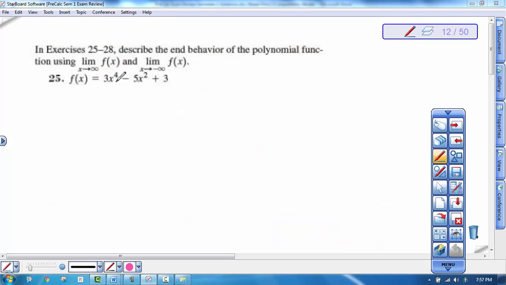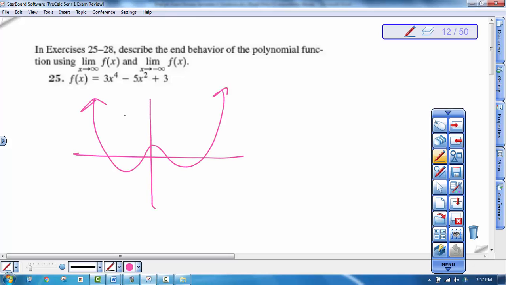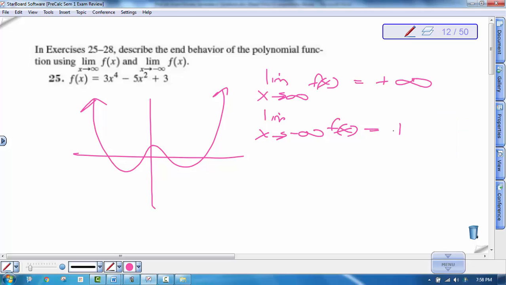Next question gives us a 4th degree polynomial. We know what this looks like. It looks something like that. If the leading coefficient is positive, which it is, and we have an even degree, it's basically a basic U shape. So when they talk about limits, the limit as x goes to positive infinity of this function would be positive infinity, as you can tell. And then also the limit as x approaches negative infinity of this function would be positive infinity as well.